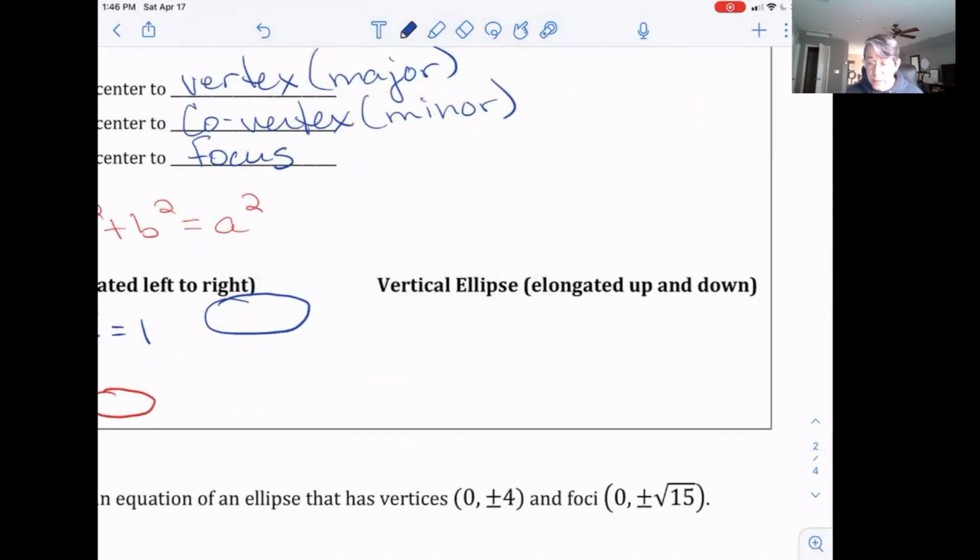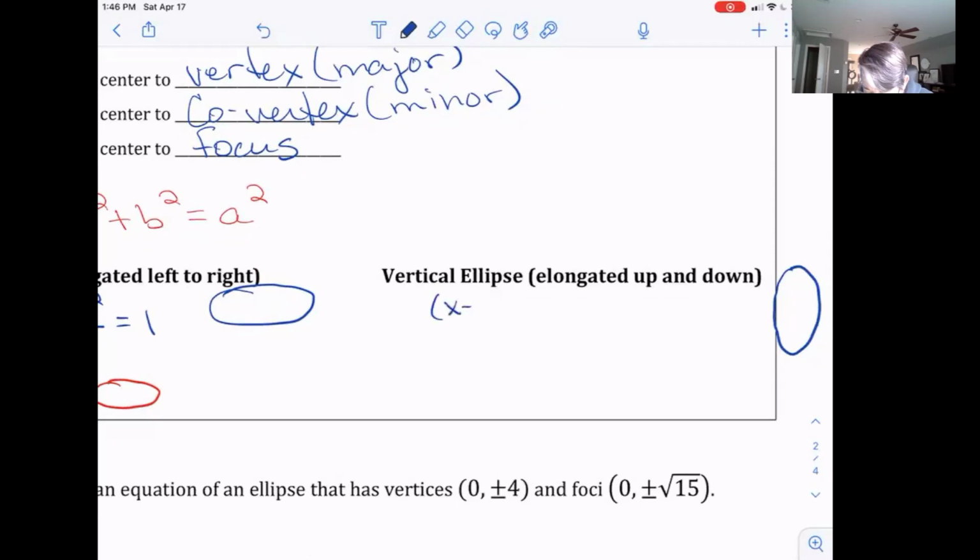With the vertical ellipse, that means it's elongated up and down, so the y values are larger. So we still have (x minus h) squared plus (y minus k) squared, everything equals 1, but this time the a squared is underneath the y and the b squared is underneath the x.